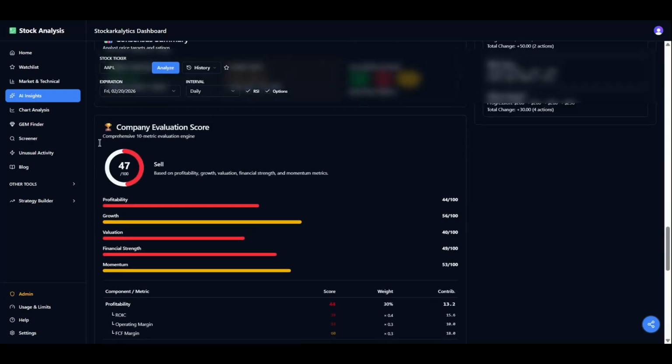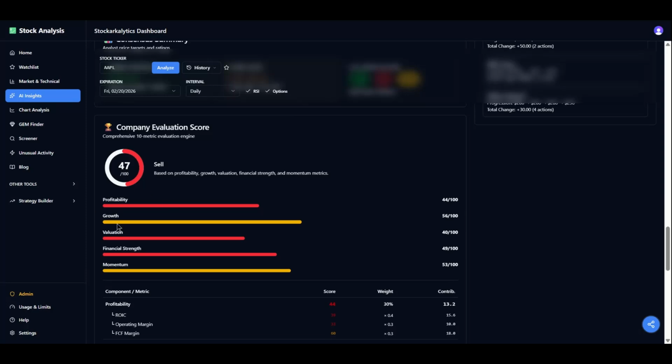Now this is the company evaluation score. This is a 0 to 100 score based on multiple metrics across fundamentals and momentum. You'll also see a simple label like buy, hold, or sell. That's a summary call based on the scoring model, not a trade signal.